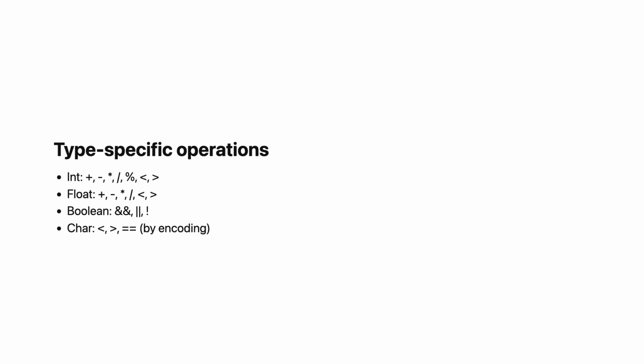When you add two large numbers, the CPU is ultimately performing primitive integer operations. Understanding what operations each primitive supports helps you choose the right type and avoid errors.